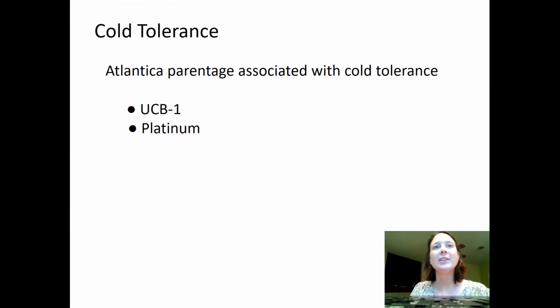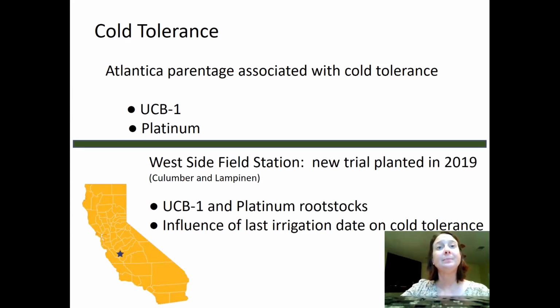So cold tolerance was associated with Atlantica parentage in the UCB1 and Platinum rootstocks. At the West Side Field Station, a new trial was planted in 2019 by May Cullenber and Bruce Lampinen. In this trial, they have UCB1 and Platinum rootstocks, and they're looking at the influence of the last irrigation date on cold tolerance of these young trees. Basically, it's to answer that question of when should we cut the water off.